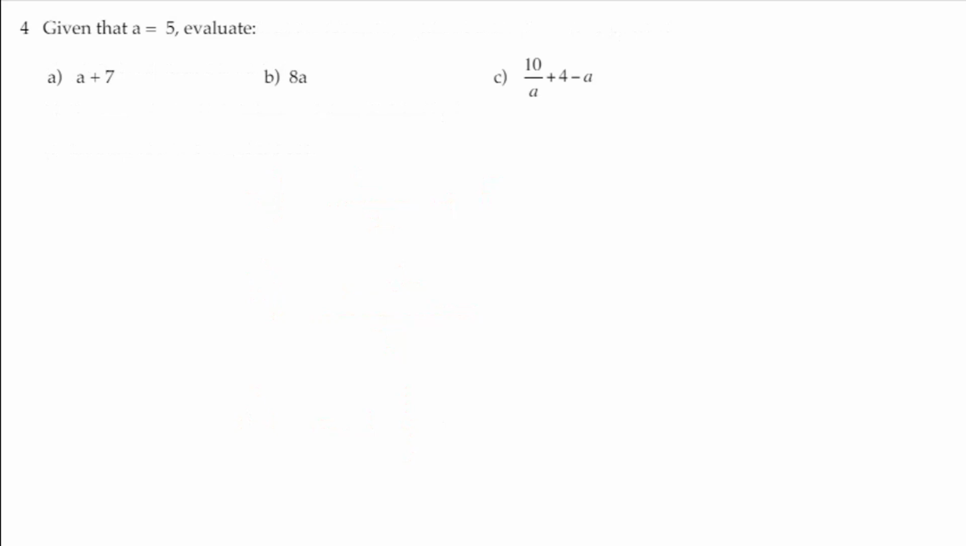Alright, moving on, number 4, given that a equals 5, evaluate. So evaluate just means solve, find the answer to. So we're going to substitute. We're going to have a plus 7, but a is 5, well that's the same as 5 plus 7. Right, so for a, we're just substituting this value of 5 into this a, and this a, and these two a's. So the first one is 5 plus 7, well that's going to give us 12. The second one is 8a, which is 8 times a, but a is 5, so it's 8 times 5. So I'm not actually just going to show my working, I'm just going to put the answers straight down.